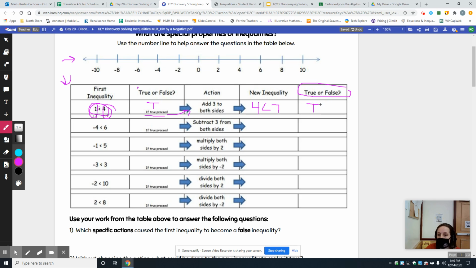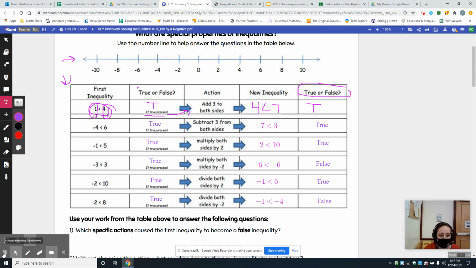So what you're going to do is pause the video and complete the rest of this chart. Remember, if it's true, you're going to proceed to the next step. Pause the video. Good luck.